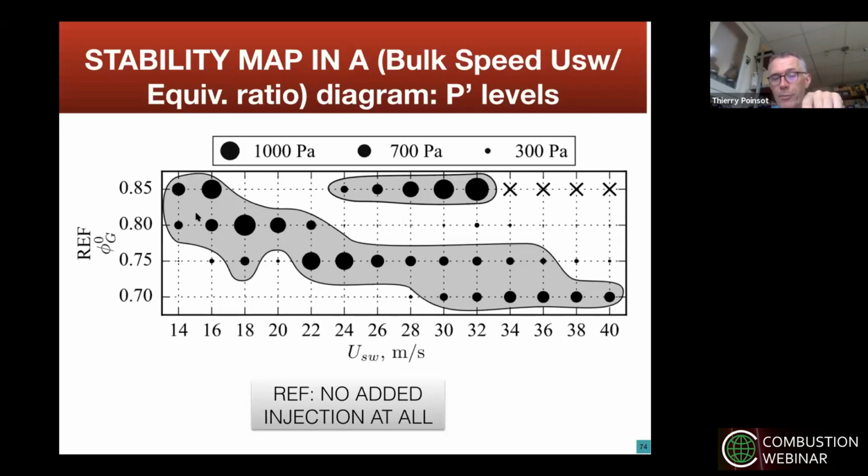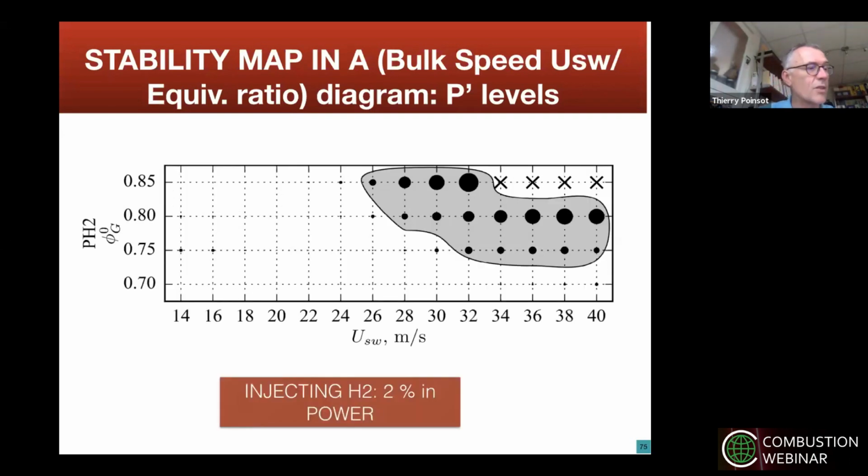So that's the map without H2 injection. So we did the map now with H2 injection. And you see that when you go to H2 injection, everything changes. All these points here, which were unstable before, look at the map before, that's the new map. All these points have become stable. There are still unstable points, but those are high power. So high power is not where we want to go.